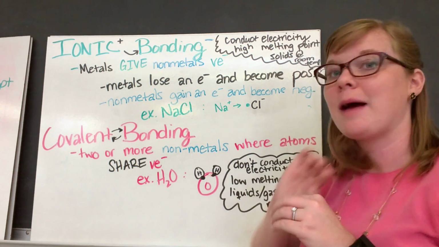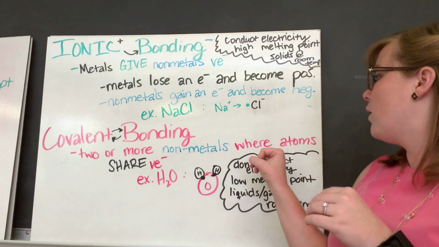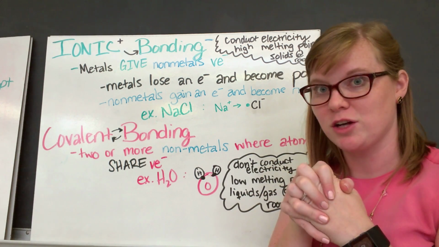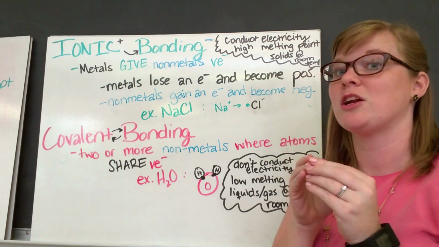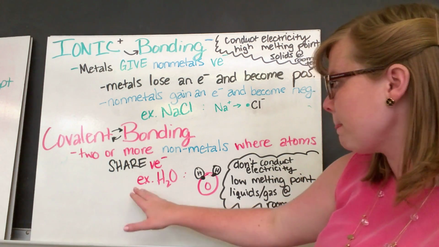So covalent bonding happens when 2 or more nonmetals are going to share valence electrons. So we've got 2 or more nonmetals that are going to share valence electrons. So they're going to be buddies, sharing is caring, right?